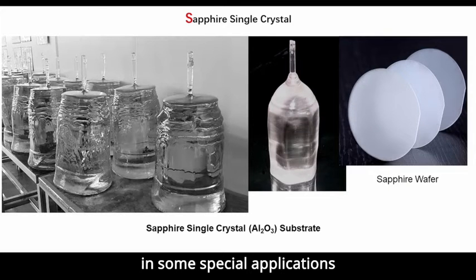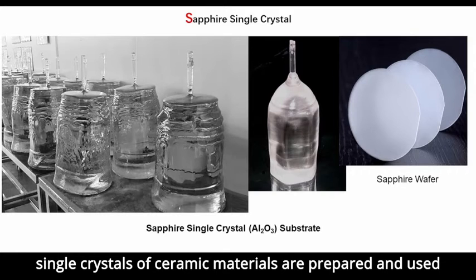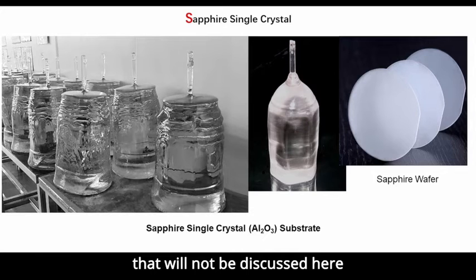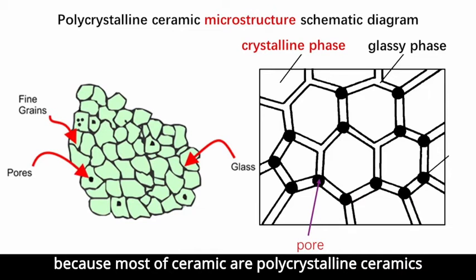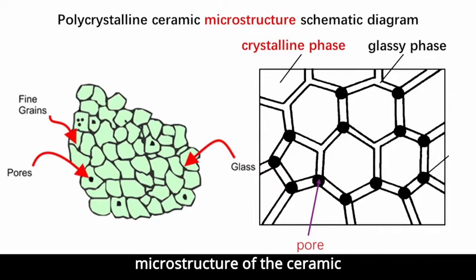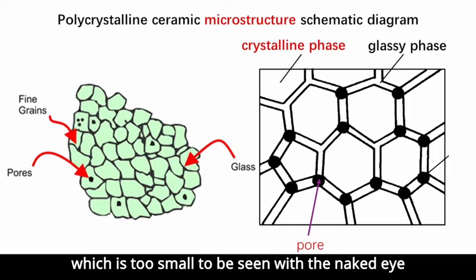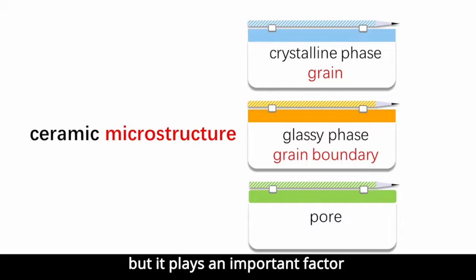In some special applications, single crystals of ceramic material are prepared and used. That will not be discussed here, because most ceramics are polycrystalline ceramics. The microstructure of ceramics is too small to be seen with the naked eye, but it plays an important role in the final properties of the materials.